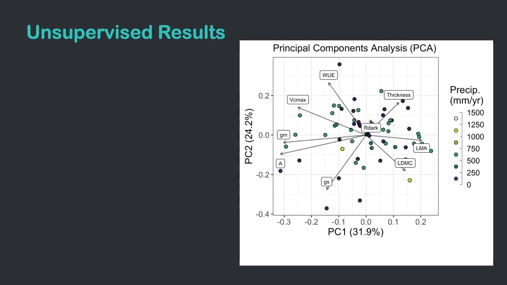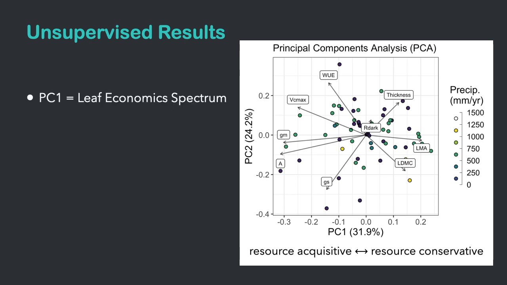This is a principal component analysis biplot. The observations are points, the variables are arrows on here, and I've plotted the response variable, precipitation, in color. That first principal component axis was indeed the leaf economic spectrum. We have variation from resource acquisitive to more resource conservative.